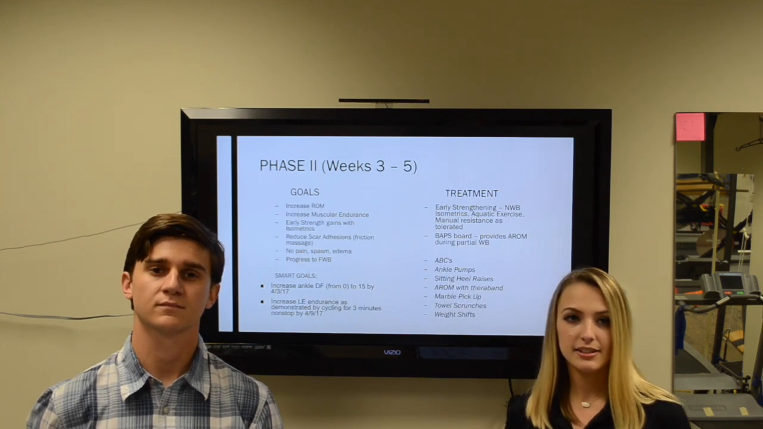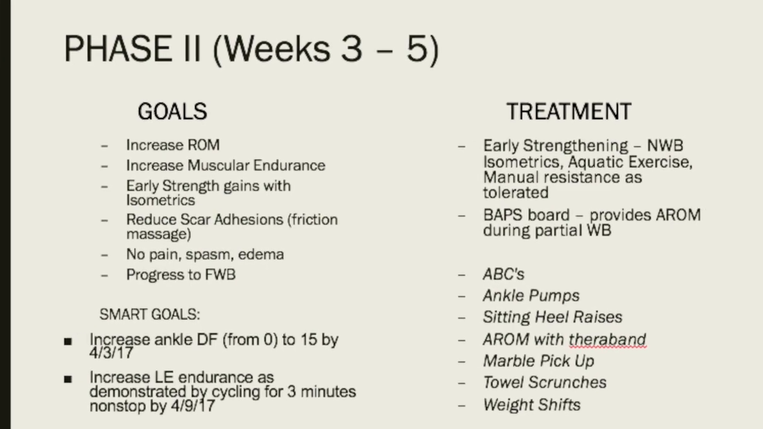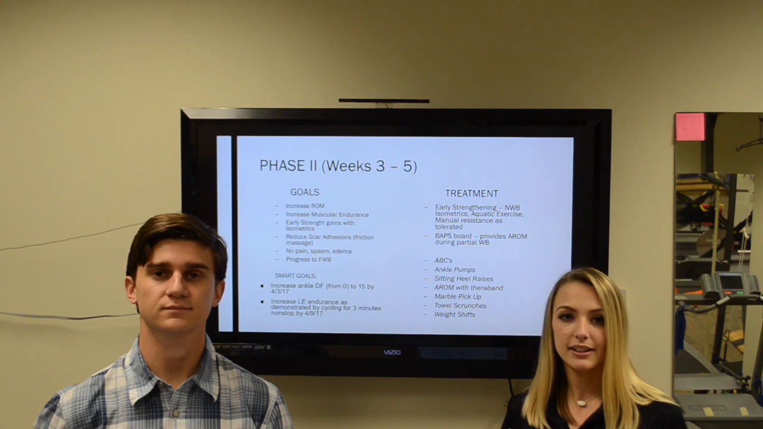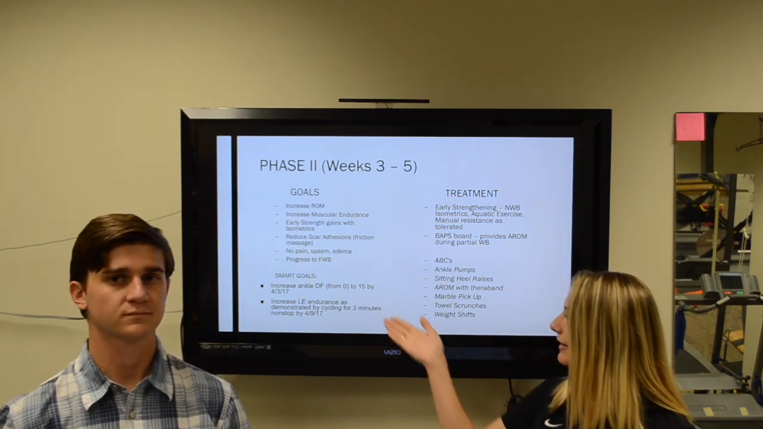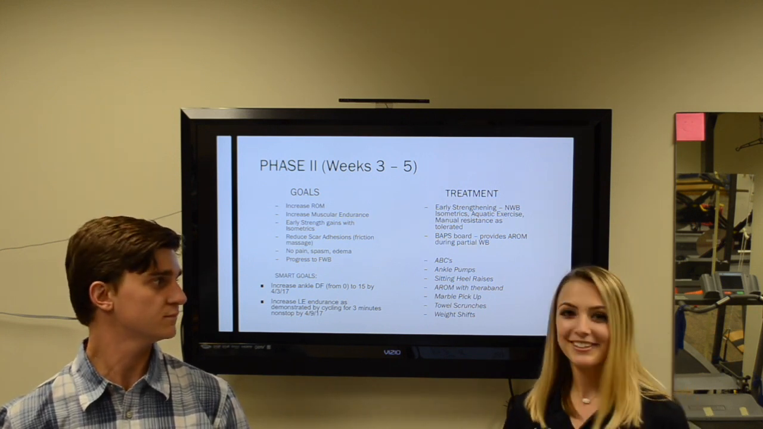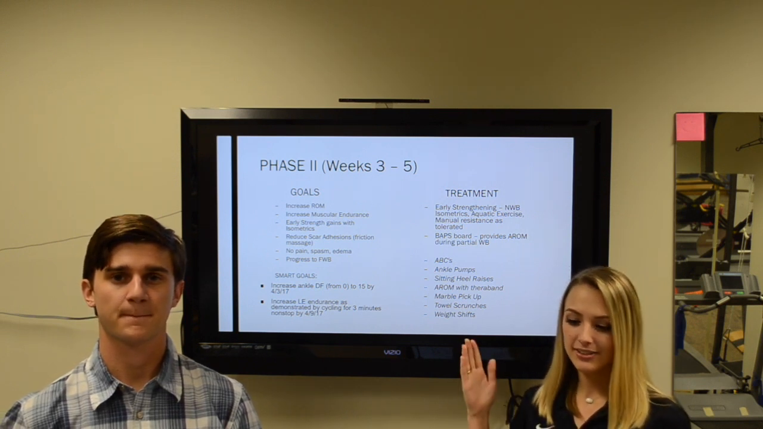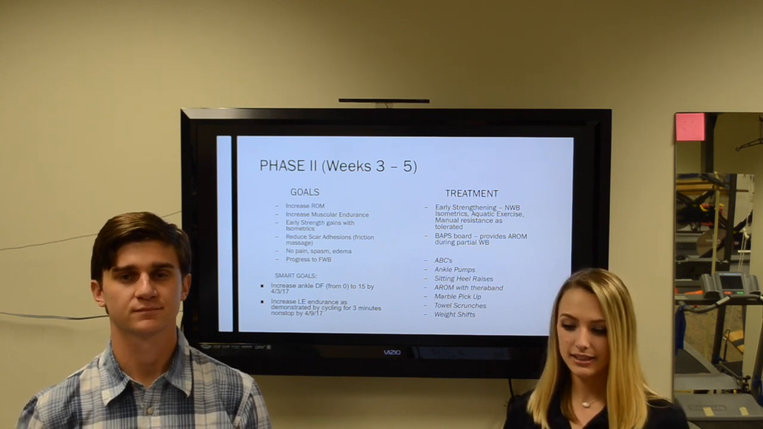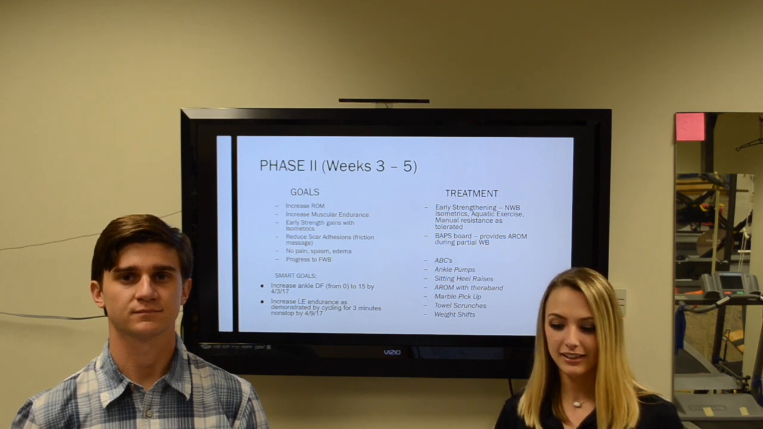For phase 2, this is going to be about weeks 3 to 5. Our goals are going to be to increase range of motion, maintain his endurance, and at the end of the phase, make some early strength gains with isometrics. An example of a SMART goal we have is to increase ankle dorsiflexion from 0 degrees to 15 by April 3rd, 2017. So for this treatment, we're going to do early strengthening, as I mentioned, non-weight bearing, isometrics. We can even get aquatics in there, and then progress to manual resistance as tolerated.